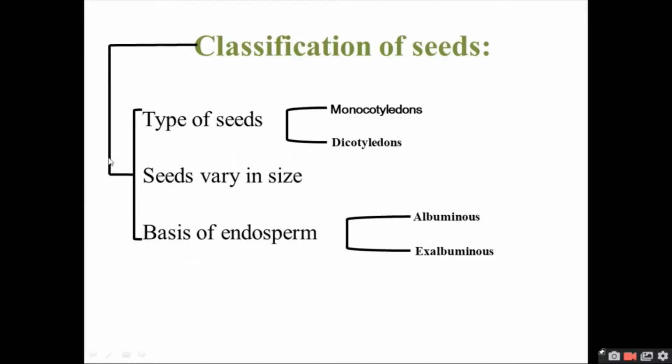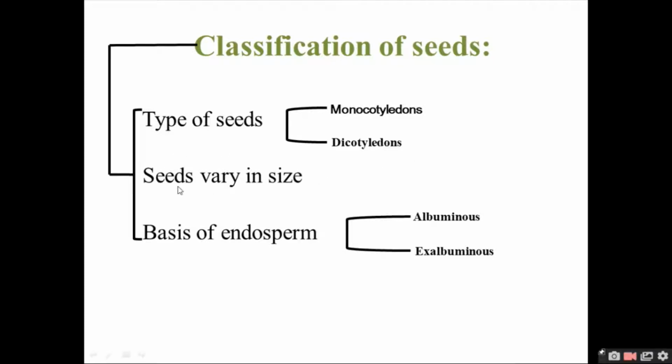Now moving ahead to the classification of seeds, which is basically based on the type of seed. It can be monocotyledon or dicotyledon. Monocotyledons and dicotyledons are basically the embryonic leaves, which are the first formed leaves. An example of monocotyledons is grass, and dicotyledons are mainly like the morning glory plant, which has dicotyledon type of seeds.